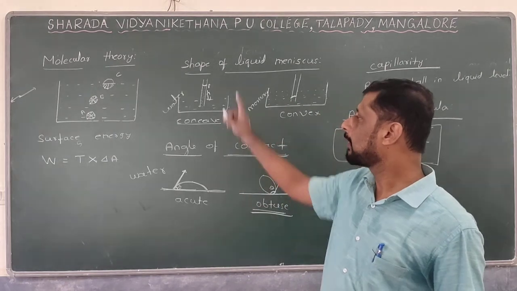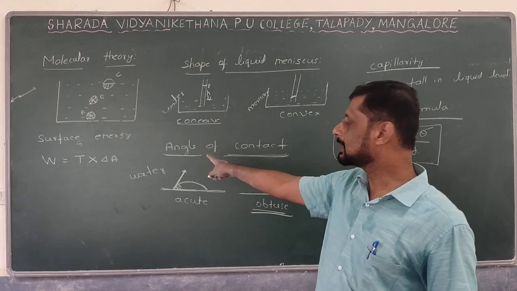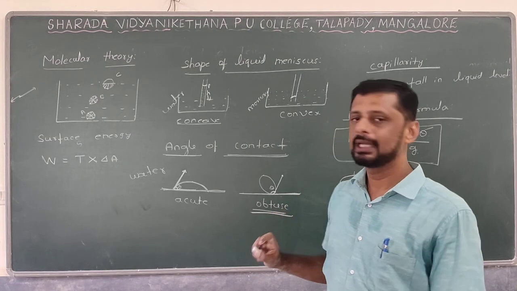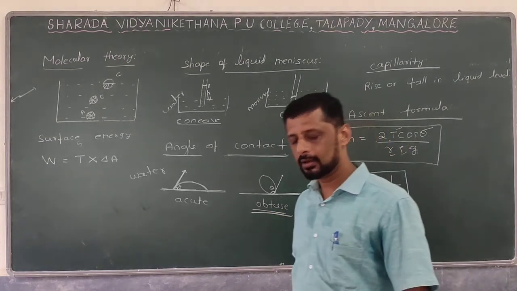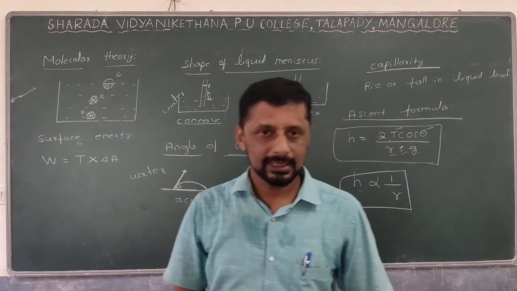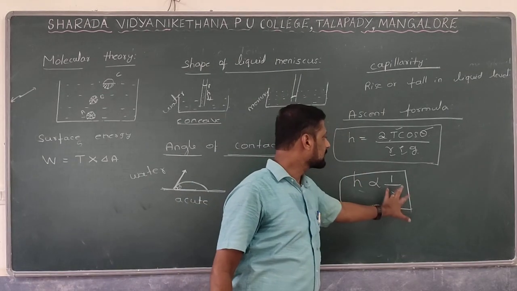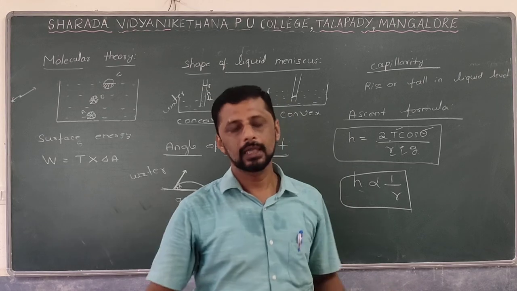This is about the molecular theory, the surface energy, the formula for surface energy, the shape of the liquid meniscus in a capillary tube, as well as angle of contact, capillarity, ascent formula, and how the height attained by the liquid level is related to the radius of the capillary tube.